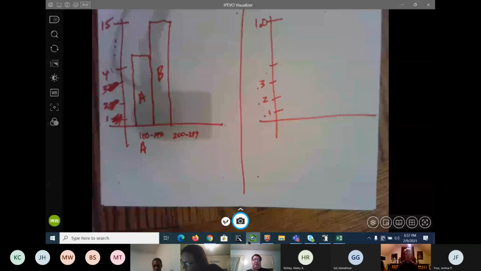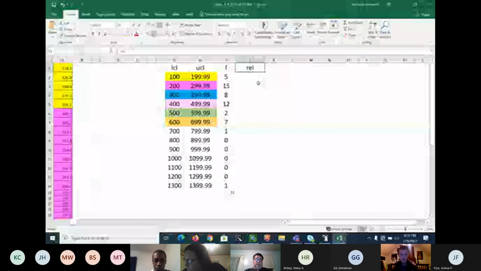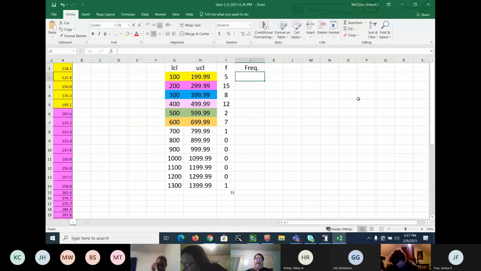So draw those. I'm going to do a relative frequency while y'all are working on that. And that's going to equal 5 divided by what? 51. Good job. I believe y'all listened on the last problem.